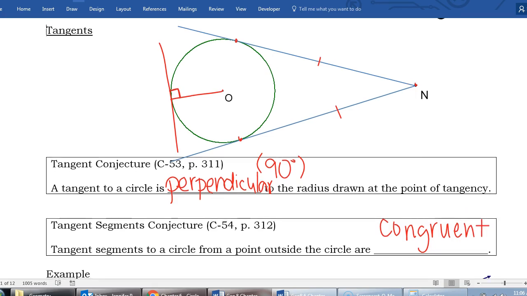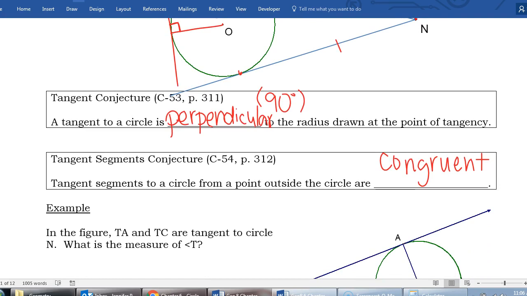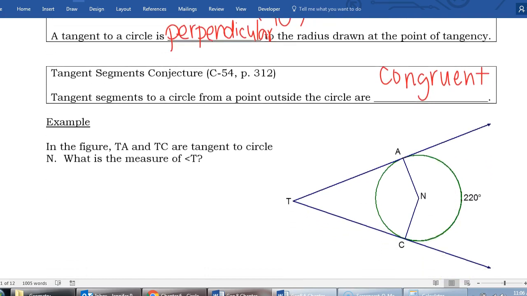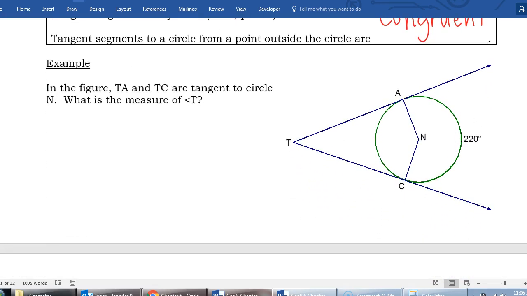So that's it for our rules. Oh, we still have an example. So I'm going to keep going. In the figure, TA and TC are tangent to a circle. So I have TA here, I have TC here. They're tangent to the circle. What is the measure of angle T? So I'm trying to figure out this measurement right here.